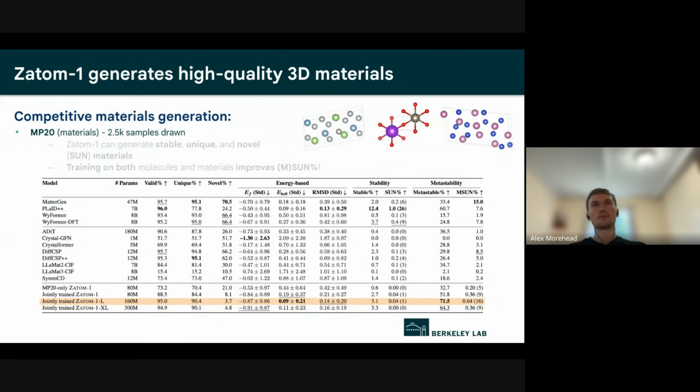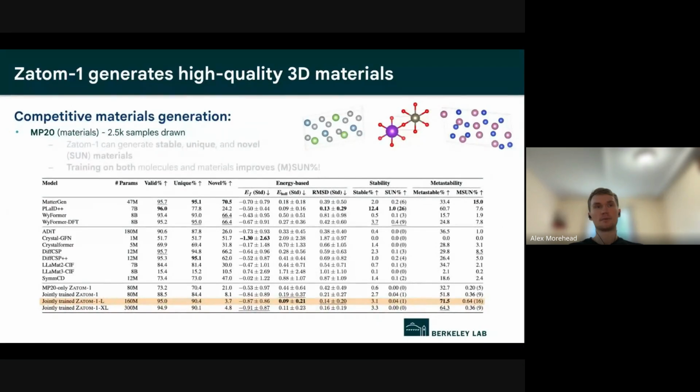Yes, so for materials generation, this is the same kind of setup. We are, by default, pre-training the model on QM9, which contains small molecules. And here we're going to discuss how it works for materials generation. Describing the data set, we're using MP20 for materials, where once the model is generatively pre-trained, we sample 2,500 samples from it. And we measure its performance using this new benchmark called LeMat-GenBench.